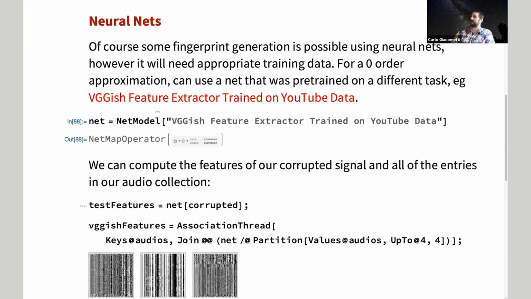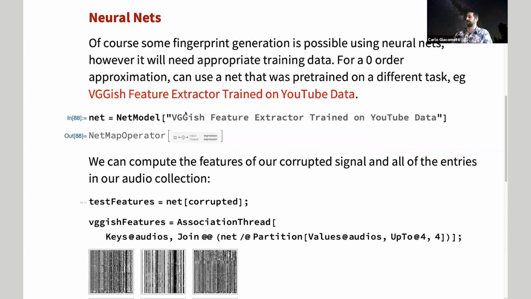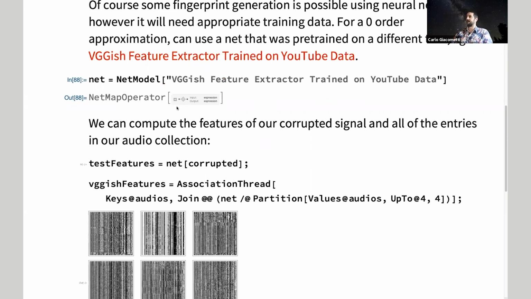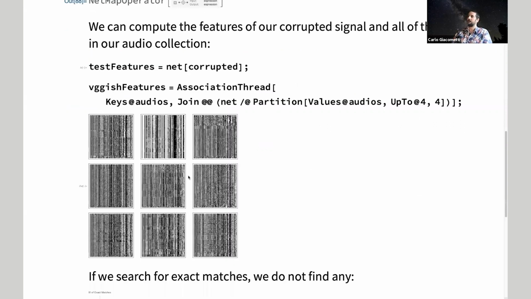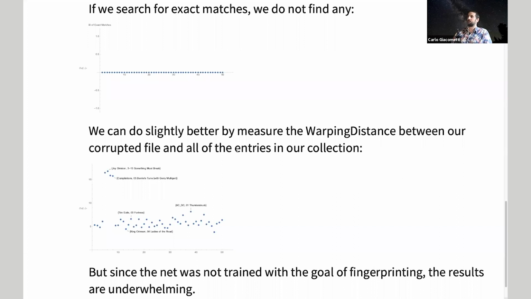However, we do have a reasonably robust feature extractor network in the Net Repository. And we can do a kind of a zero-order approximation of what a neural network that does this job would be. You can see we can compute some kind of fingerprint based on the data. If we search for exact matches, we obviously do not find any because this was not trained with that purpose in mind. If we do something slightly better by measuring the warping distance between the corrupted features and the original ones, we can see that the correct sample is extracted. However, this is definitely not a robust operation, mainly because this network was not trained with the goal of fingerprinting. So the results are pretty underwhelming.